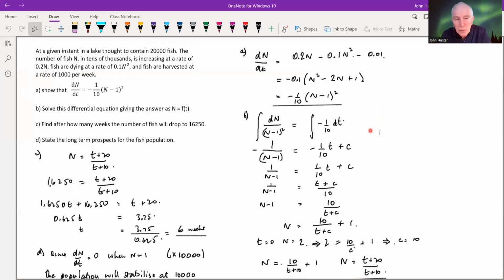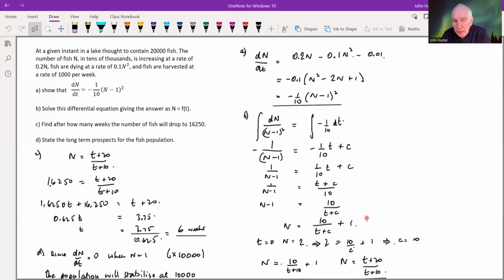Part B, solve this differential equation giving the answer as n is some function of t. Again, we've done our process of separation. We've got the n's on the left, the t's on the right. And if we just integrate this, we're just going down this process. This is just the power rule going down here. We get to this point, then if we reciprocate both sides, we get n minus 1 equals 10 over t plus c, and therefore n equals 10 over t plus c plus 1.